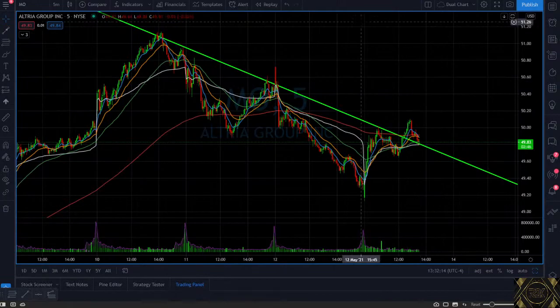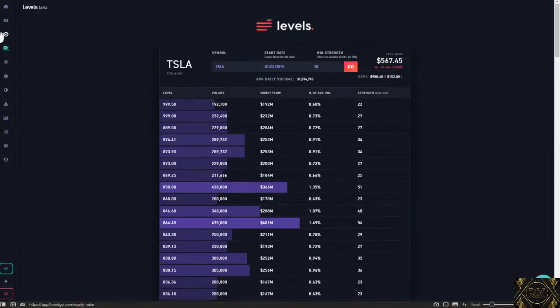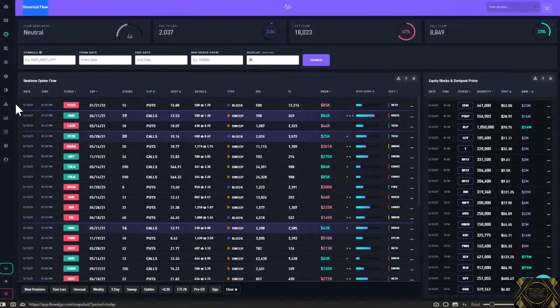All right, I'll show you something else on Flow Algo. So Flow Algo is pretty nice. I love this thing. You can see things such as the dark pool that's coming in. So let me pull that up. It's kind of being stubborn. So this is historical flow right here, so you can see from previous days.